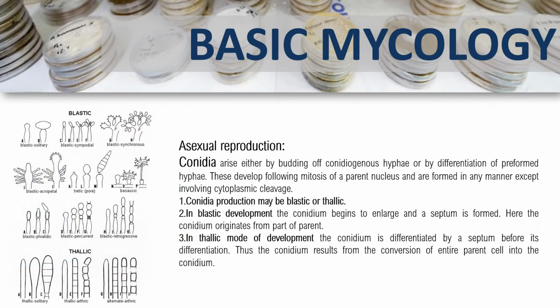Next class is the production of your conidia. Okay, so conidia arise either by budding of conidiogenous hyphae or by differentiation of preformed hyphae. So these develop following mitosis of a parent nucleus and are formed in any manner except involving cytoplasmic cleavage. So take note with this one class, except. Okay, except involving cytoplasmic cleavage. So meron tayong dalawa class. Okay, the production of your conidia is classified into two, either by blastic or by thallic.